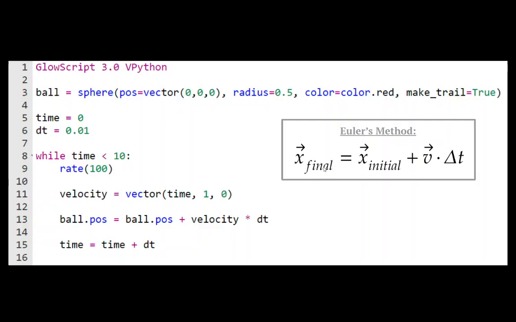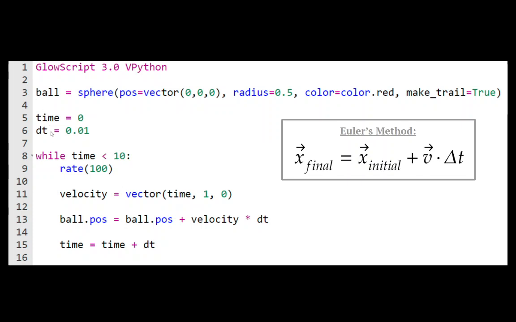Now we can begin to apply this knowledge to our code. I'm going to go over this program line by line so you know what the computer is going to be thinking through. On line 3, we're going to be making a sphere that starts at the origin. It has a color and a radius, and it's going to be making a trail as it moves. You'll see what this means when you run this. And then we store the sphere in a ball variable so we can access and change it later.